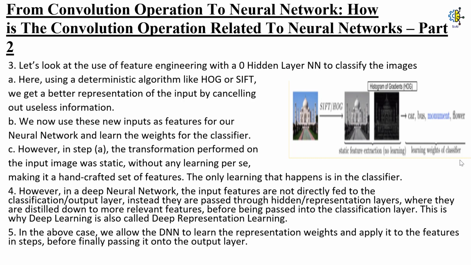However, in a deep neural network, the input features are not directly fed to the classification. Instead, they are passed through hidden representation layers where they are distilled down to more input features before being passed into the classification layer. This is why deep learning is also called deep representation learning. In the above case, we allow the DNN to learn the representation weights and apply it to the features in steps before finally passing it onto the output layer. As you can see on the screen, the image is a monument, not a car, bus or flower.